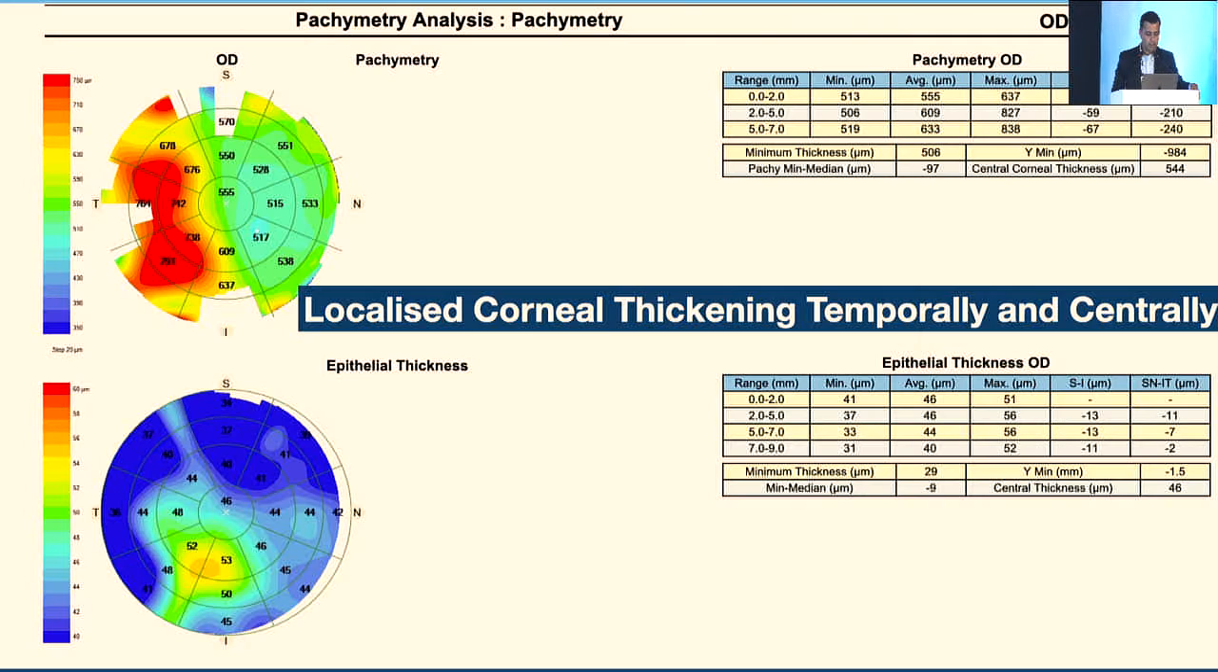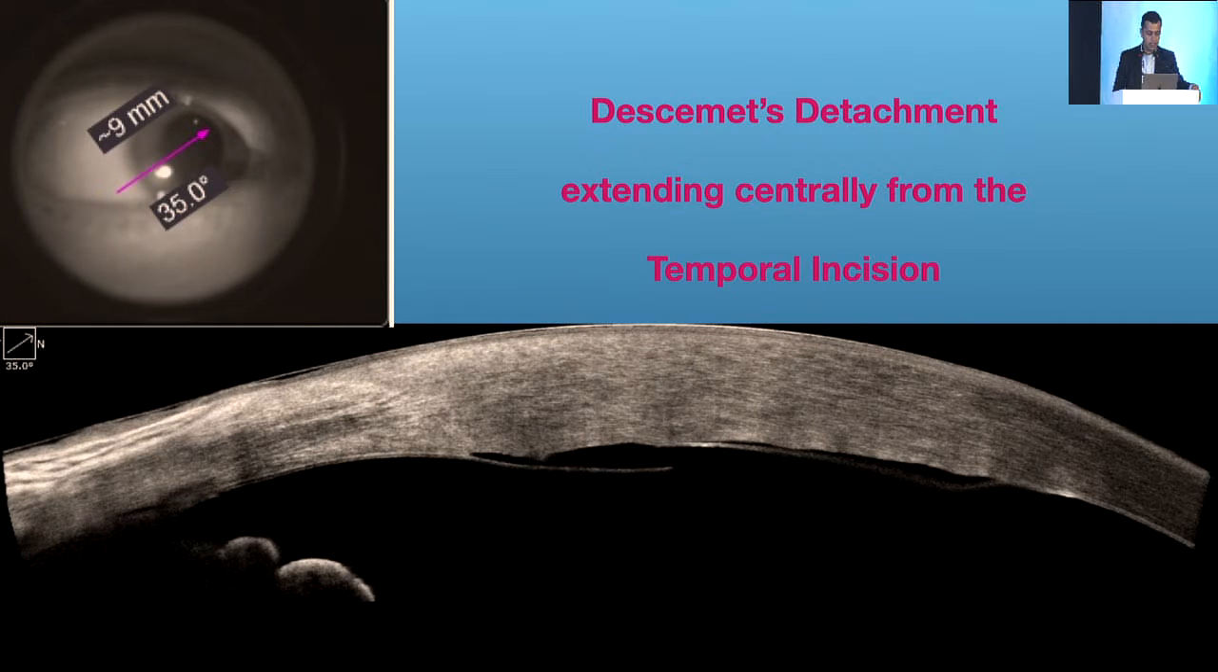This is how it looks. There is corneal edema, which is apparent because it's all hydrated. But the OCT shows Descemet's detachment, which is external, from the temporal incision, going almost all the way up to the center. Now, what do you do?